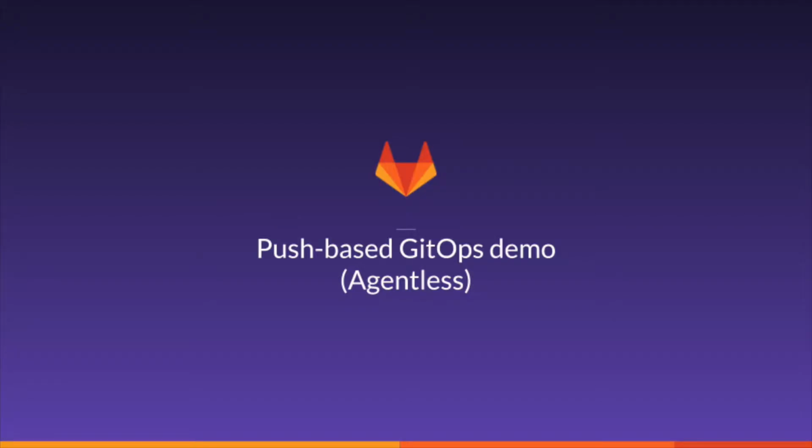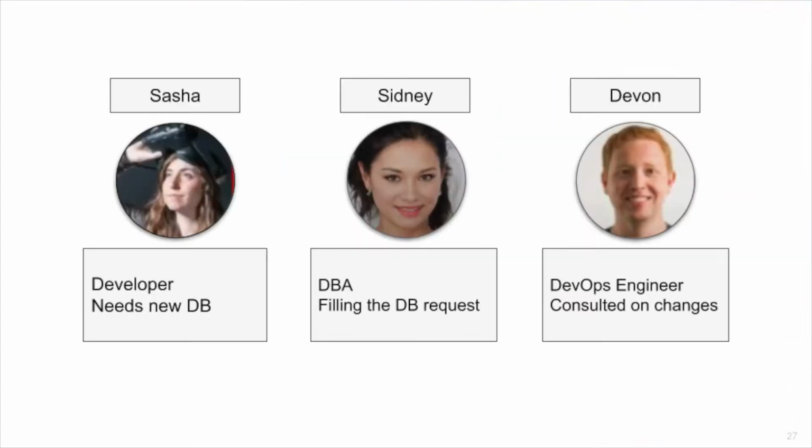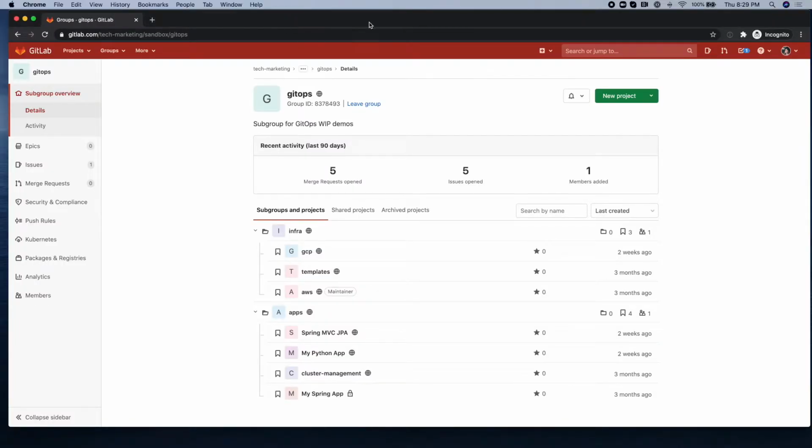So I'm going to be covering first a push-based GitOps demo for the CI/CD component, which we've been calling agentless, and then later on we'll do the pull-based. In this scenario, I'm going to be talking about these three users. Sasha is a developer in this organization, Devon is a DevOps engineer, and Sydney is a database administrator. Sasha is going to be requesting a database provisioning from Sydney, and Sydney is going to loop in Devon into the whole collaboration effort. So here you see the GitOps project is structured into two different subprojects.